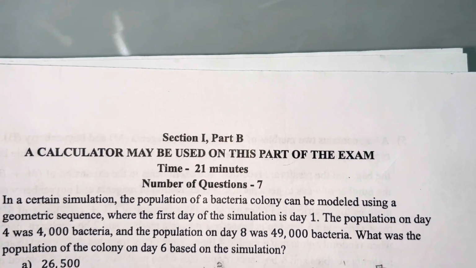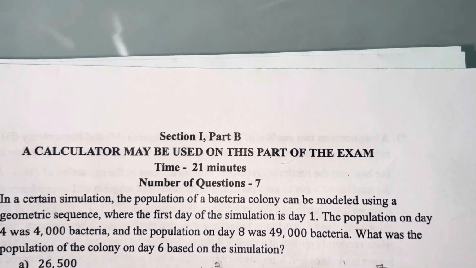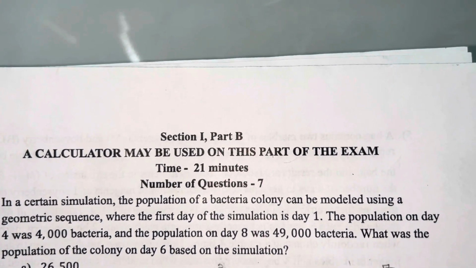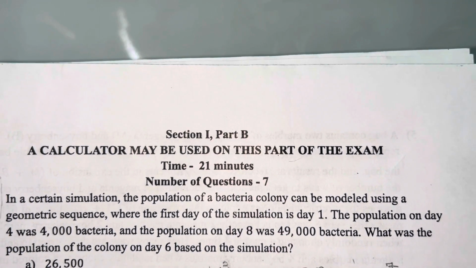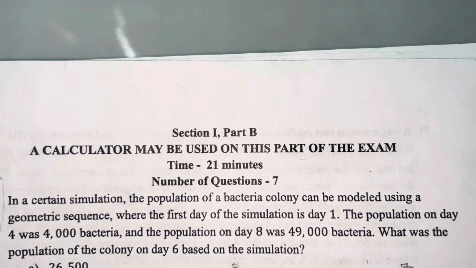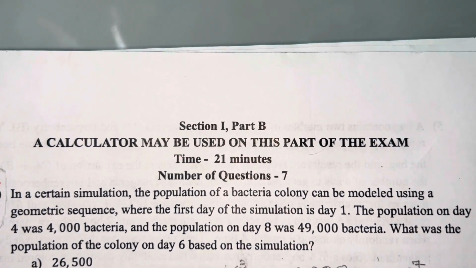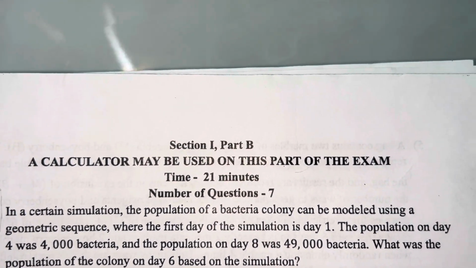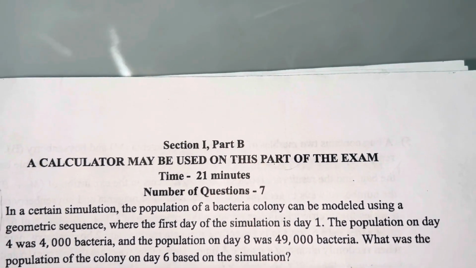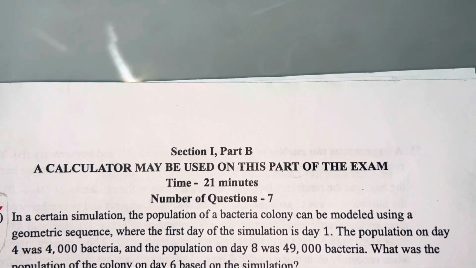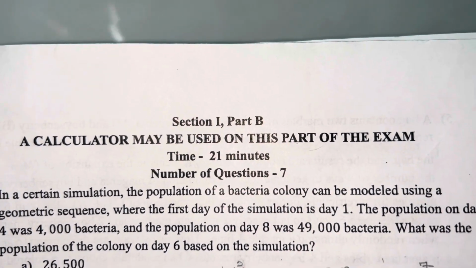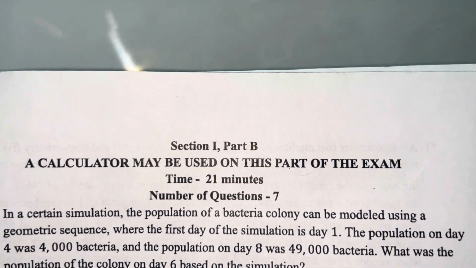In a certain simulation, the population of a bacteria colony can be modeled using a geometric sequence, where the first day of the simulation is day 1. The population on day 4 was 4,000 bacteria, and the population on day 8 was 49,000 bacteria. What was the population of the colony on day 6 based on the simulation? The first thing that we can take away from this problem is that it's a geometric sequence, which means we're going to most likely use a geometric sequence formula in order to find day 6.